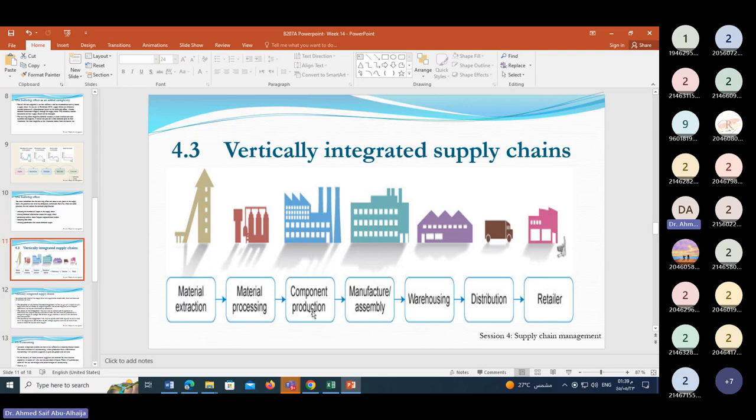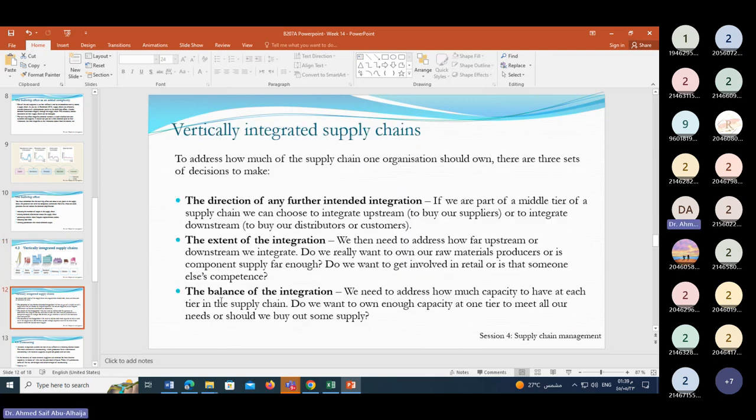This means you are buying your suppliers. Or you want to buy your distributors, like the wholesaler, the retailer, or your customer. This is downstream. So the first consideration is the direction: upstream, downstream, or you want to buy both of them. I think that is hard and expensive.